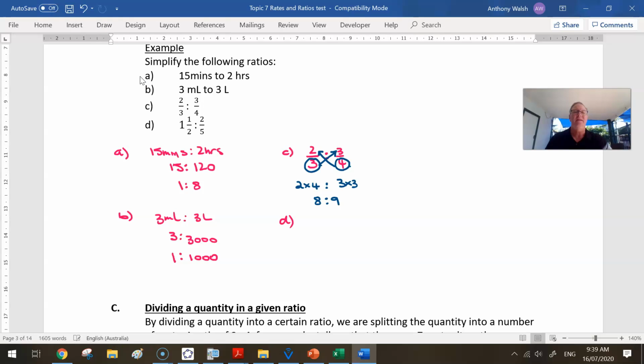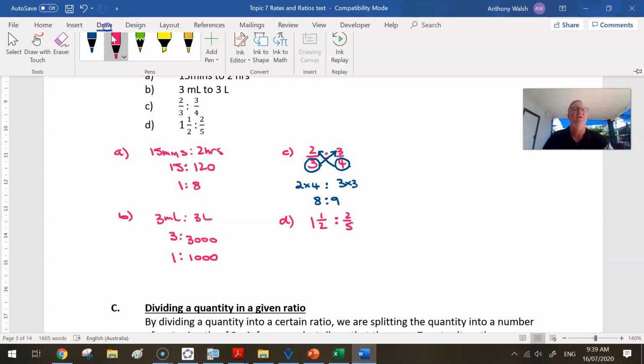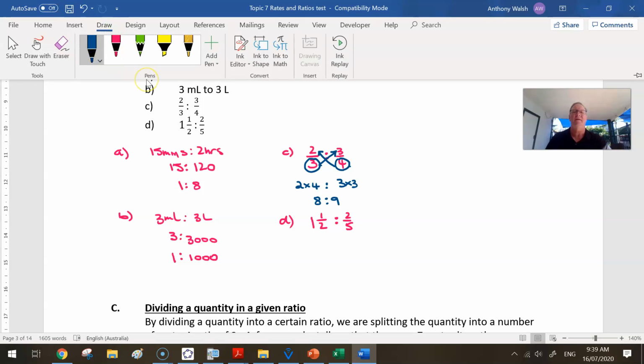Okay, now D is something similar. It's 1.5, a mixed number. We know about them, don't we? As to 2 as to 5. So again, I want to do the same thing that I did in C. Take the bottom denominators and cross multiply them. But before I can do that though, I've got to change this mixed number into a fraction.